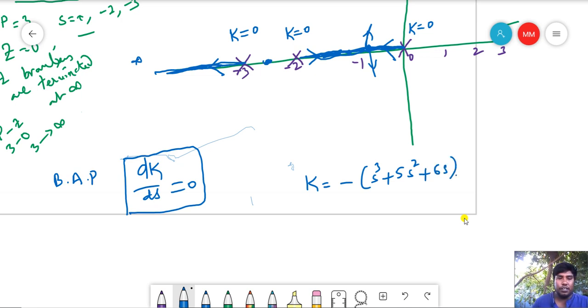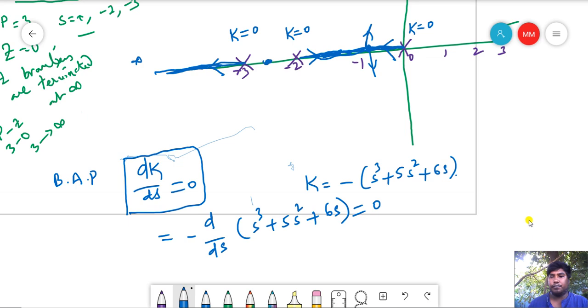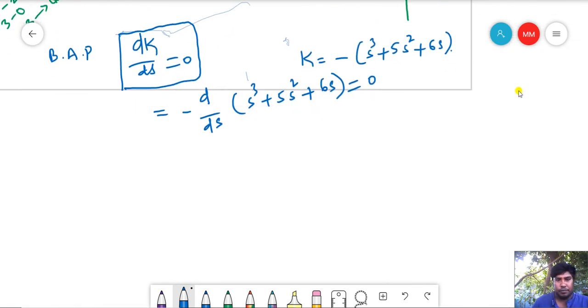Okay, now substitute this value. So this is equal to d by ds, minus I am taking outside, s cube plus 5s square plus 6s, which is equal to 0. Now this entire equation is equating to 0, so this negative sign would get cancelled. So 3s square plus 10s plus 6 is equal to 0. Okay, now this is the equation.